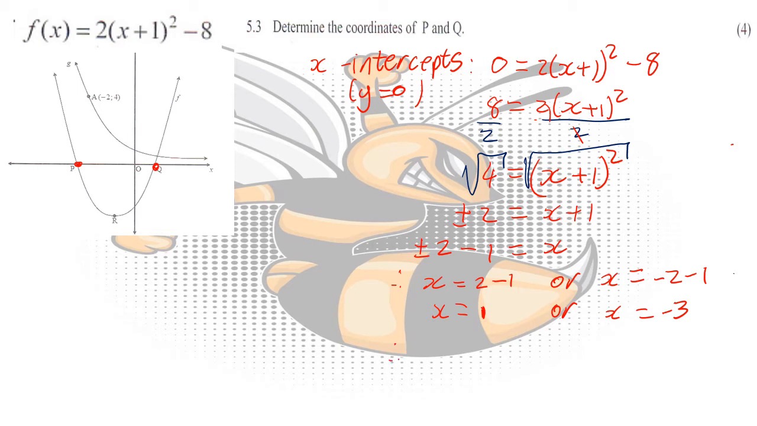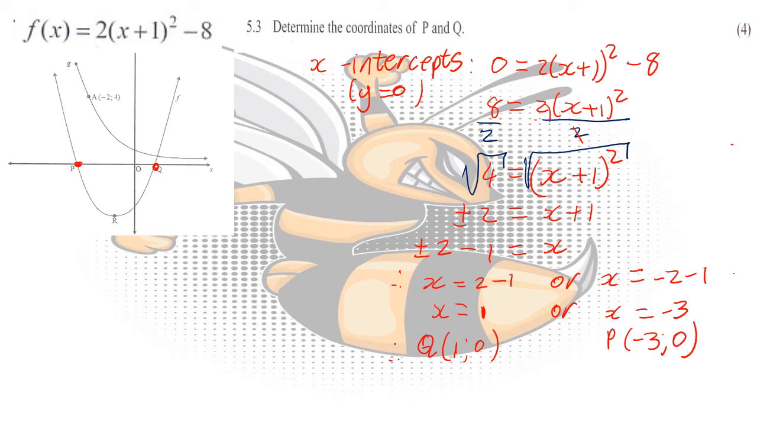Therefore, if we take a look at the point Q, it seems that our x value must be positive. So our coordinate for Q will be (1; 0). And if we take a look at P, it seems like our x value must be negative. So P is going to be (−3; 0).